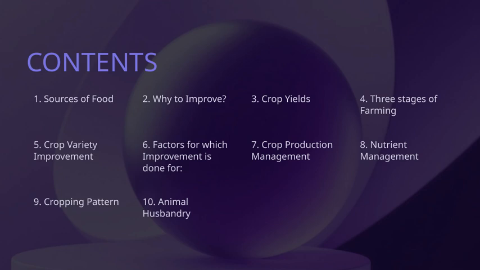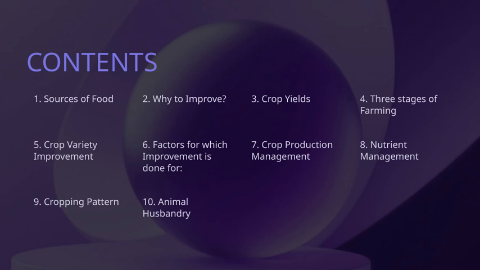After that, we'll talk about crop production management, which involves the strategies and practices to optimize farm output. We'll also discuss cropping patterns, how different crops are arranged and rotated to maximize land use. Furthermore, we'll cover the factors that drive improvements in agriculture. These could be technological, environmental, or socioeconomic factors. We'll look into animal husbandry, which is an integral part of integrated farming systems. Then, we'll focus on nutrient management, highlighting the importance of proper fertilization and soil health.